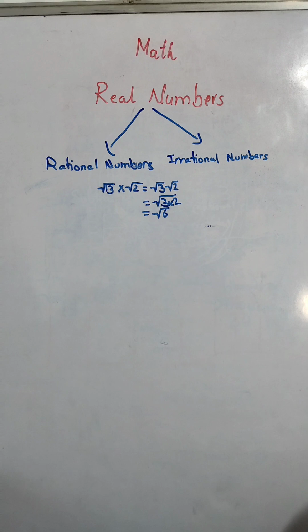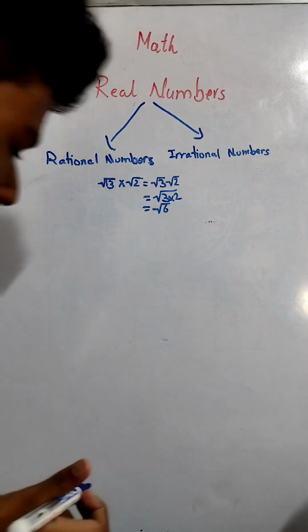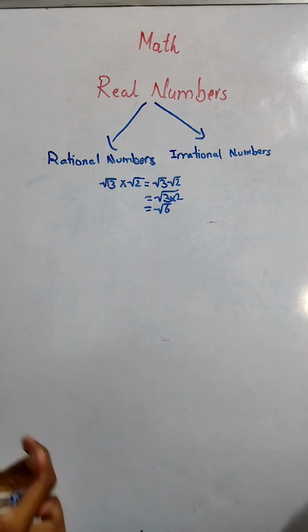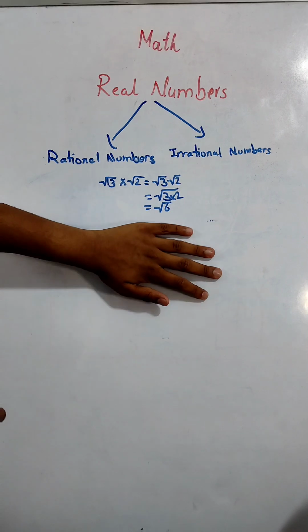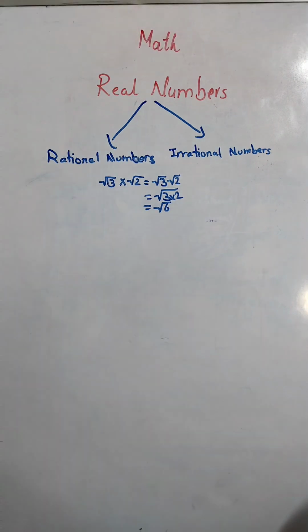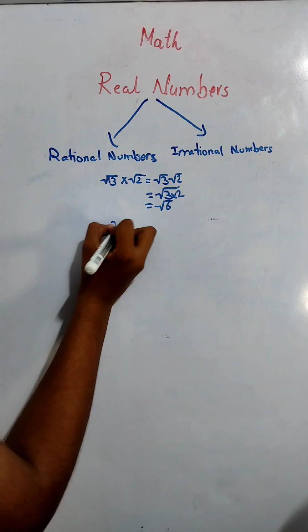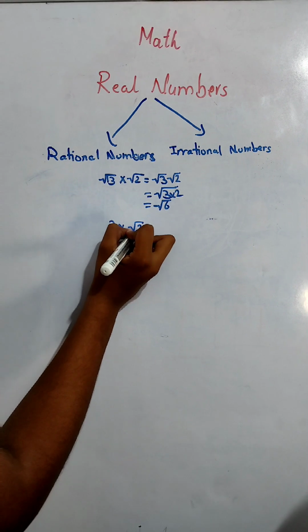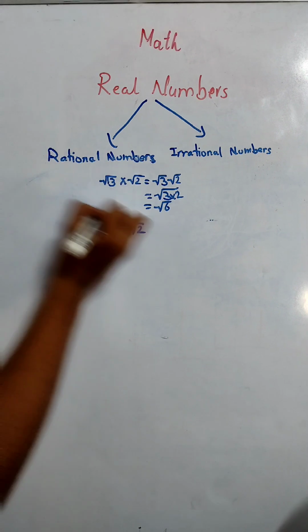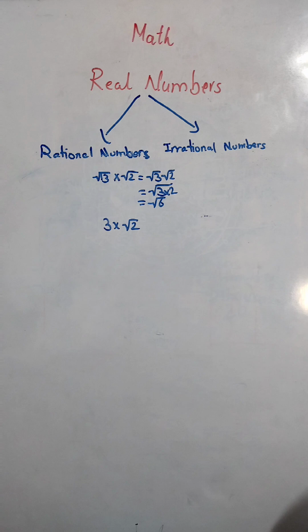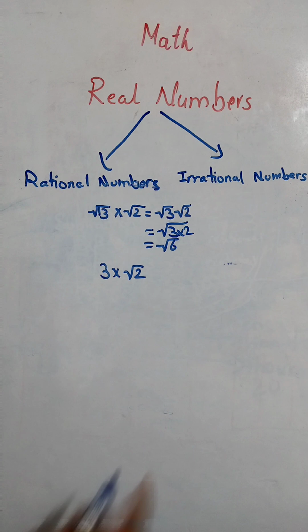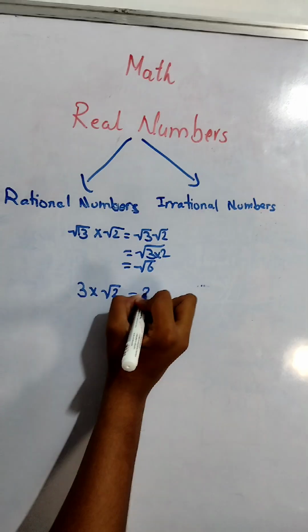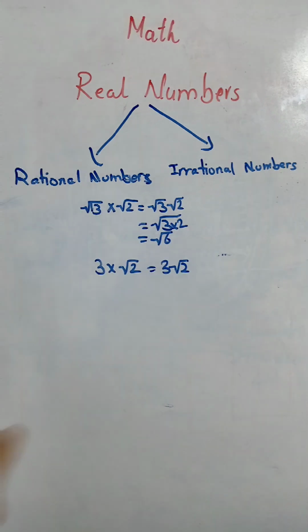So now that we know what root 6 is, now that we know this is one way of multiplication, let's see another way of multiplication. Let's take 3 into root 2. So 3 into root 2 is equal to 3 root 2. We cannot simplify this even more because this is an irrational number.